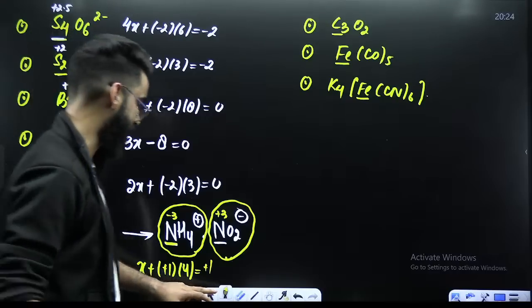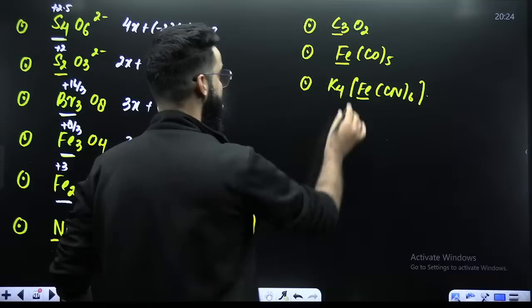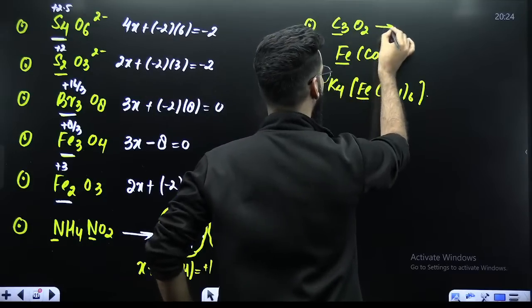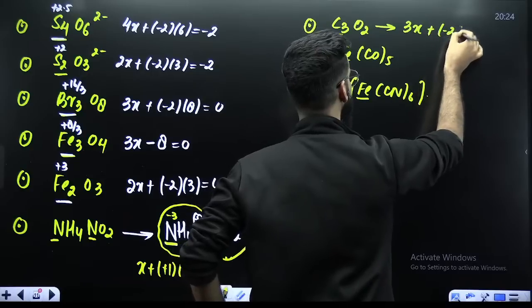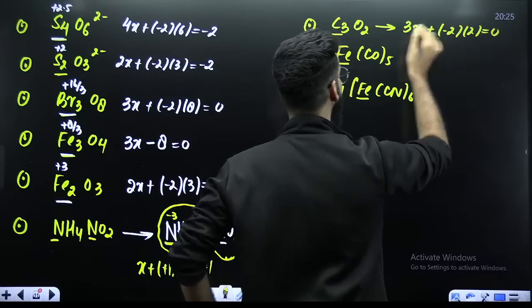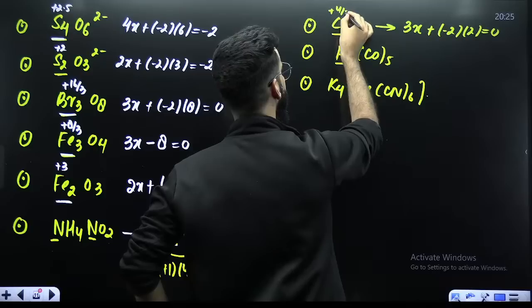Now people, try to understand here. C3O2. Let the oxidation state of carbon be X. So that makes it 3X plus oxygen will show -2. There are 2 oxygen atoms. Net charge is 0. The value of X comes out to be +4/3, right?